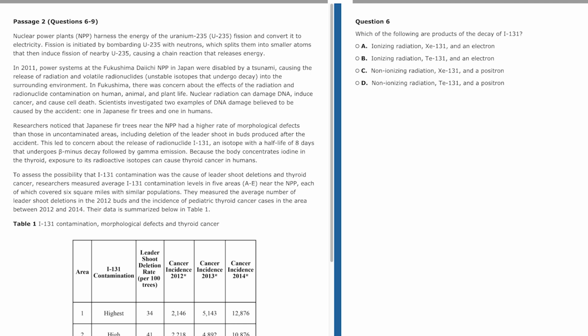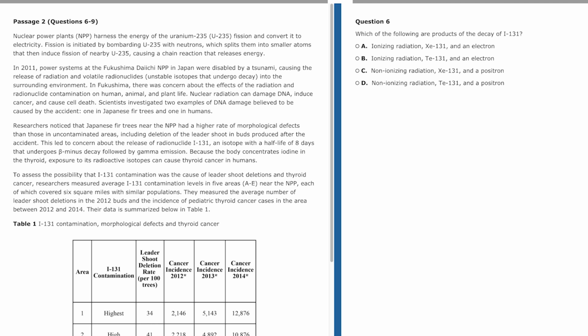Yep. This led to concern about the release of radionuclide Iodine-131, an isotope with a half-life of 8 days that undergoes beta-minus decay followed by gamma emission. Because the body can concentrate iodine in the thyroid, exposure to these radioactive isotopes can cause thyroid cancer in humans.